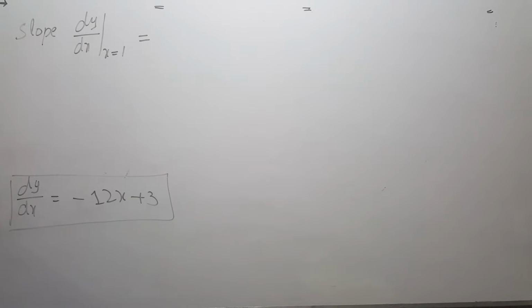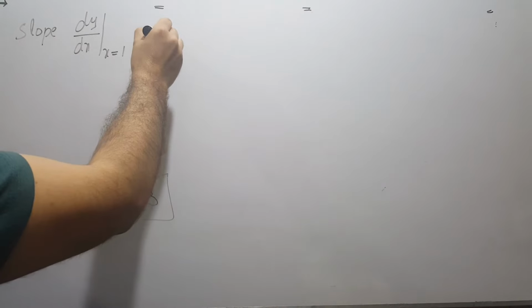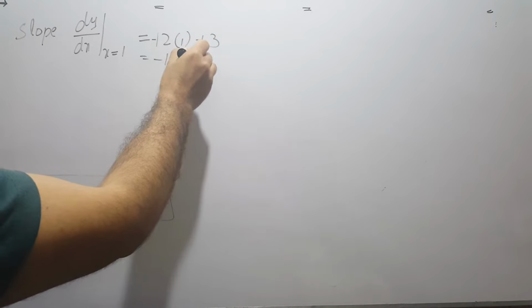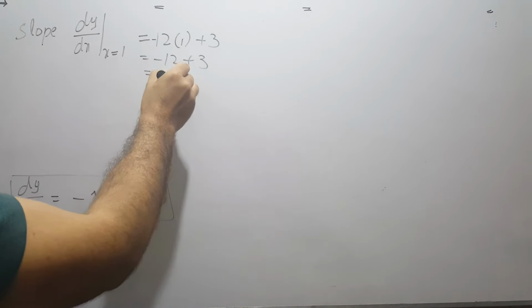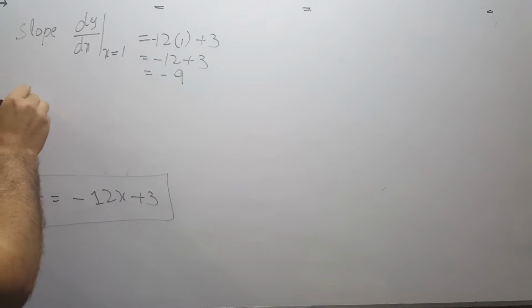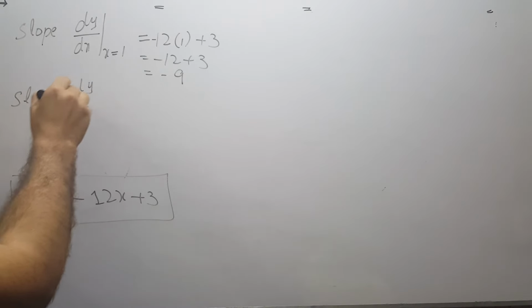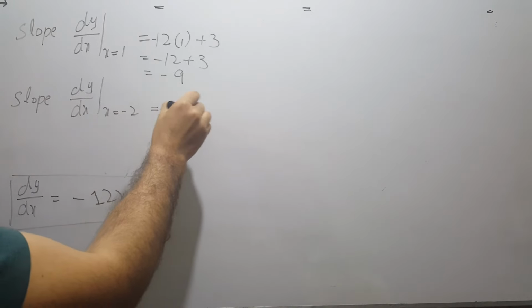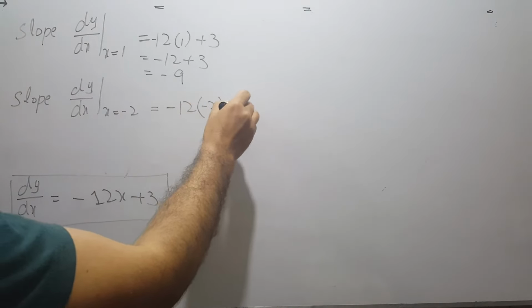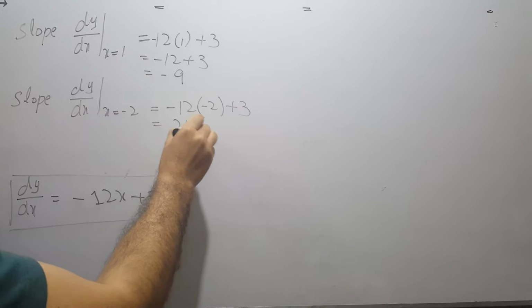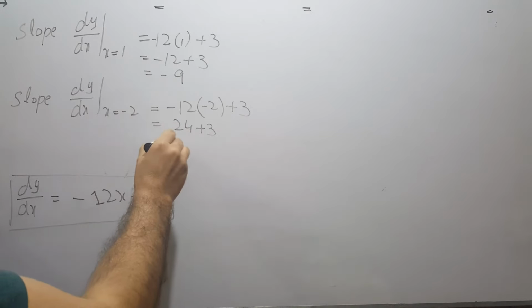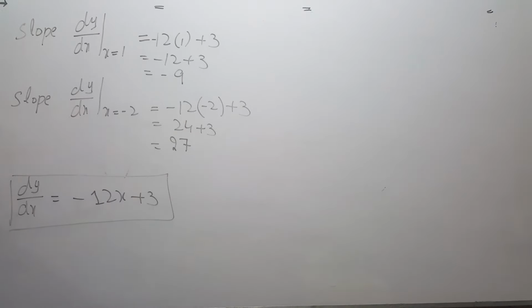So if you want to find out the slope at x is equals to 1, then you just replace x with a 1. That gives you minus 12 plus 3, and that gives you minus 9. And if you want to find out the slope at x is equals to minus 2, then replace x with a minus 2. Minus 12 into minus 2 gives us plus 24. That is 24 plus 3, that is 27.